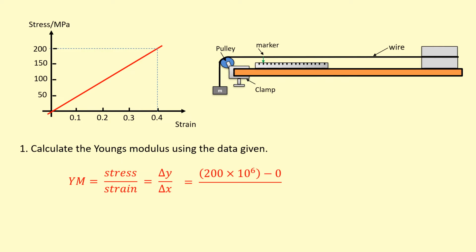the Young's modulus. So the change in y is, if you take from the very top, 200 megapascals, so 200 times 10 to the 6 minus 0, and the change in x is 0.4 strain there minus 0. And so that gives us a Young's modulus of 0.50 gigapascals.